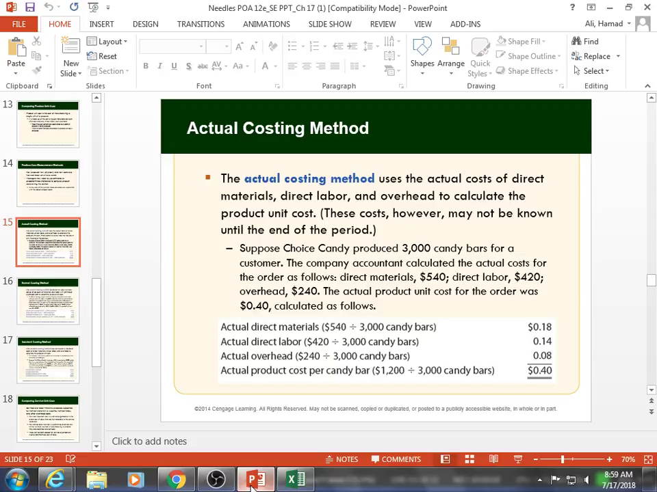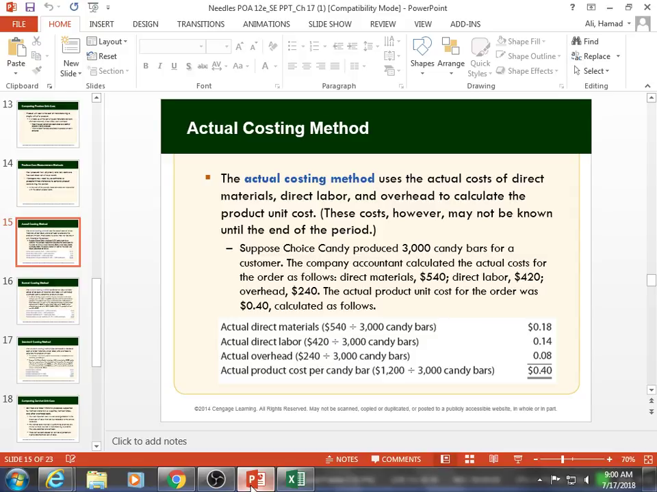The normal, the difference is in overhead. You have to estimate the overhead. In the actual, you have to wait and figure out what material was used, what overhead was used, and then you do your total cost. But in the normal, you don't. You have to estimate because you don't have time.